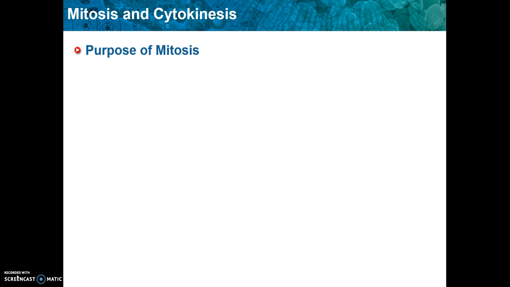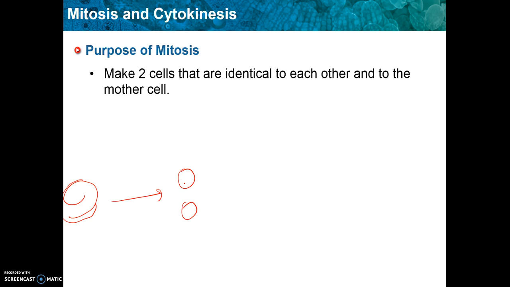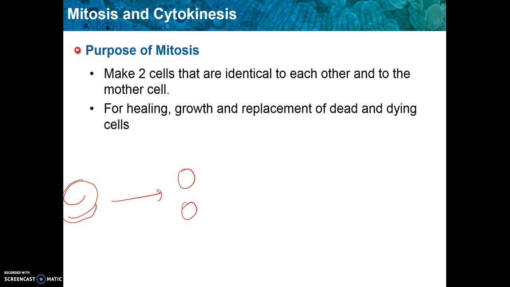First, what is mitosis? Mitosis is when one cell divides into two daughter cells which are identical to each other. So what is the purpose of mitosis? Well, the purpose of mitosis would be, of course, healing, growth, replacement of dead and dying cells, like you want a skin cell replaced by a skin cell, right? You don't want any bone cell, etc. So once again, a mother cell produces two identical daughter cells.